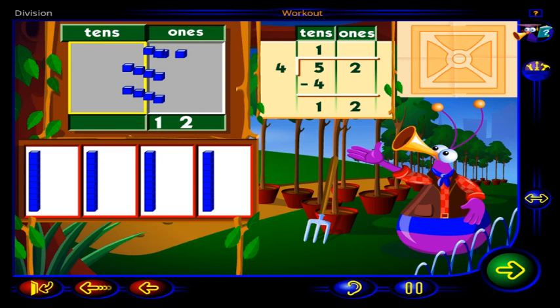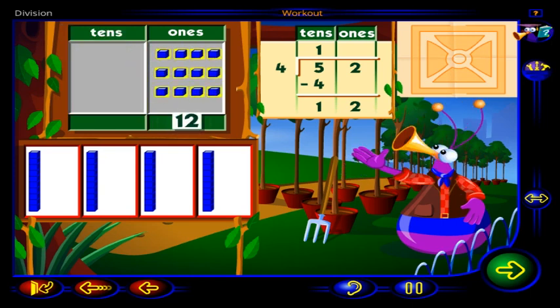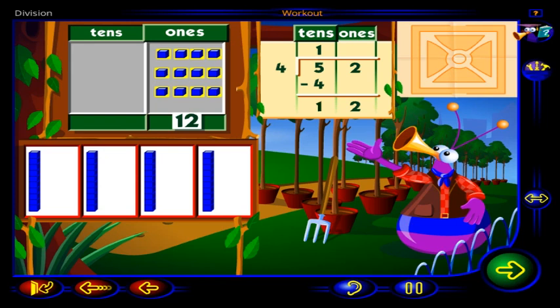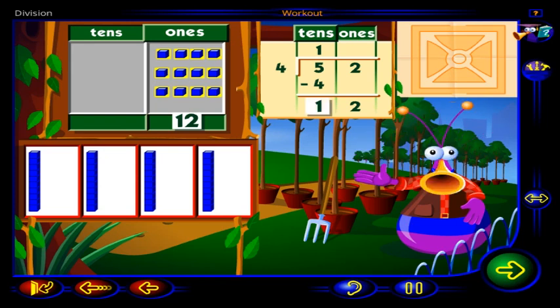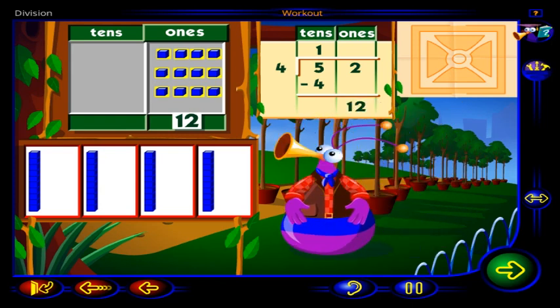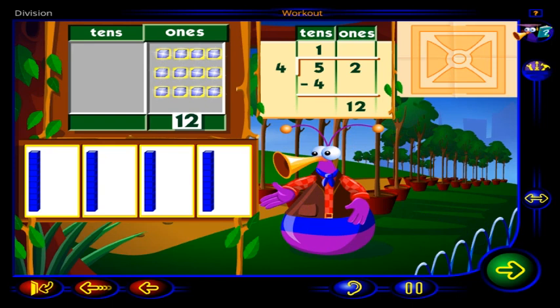There are 10 ones in 1 ten. Now there are 12 ones in the ones place. In the tens place here, you can regroup this ten into 10 ones to get 12 ones here. Now, let's share these 12 ones equally among the 4 groups.